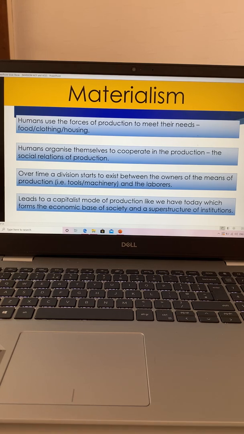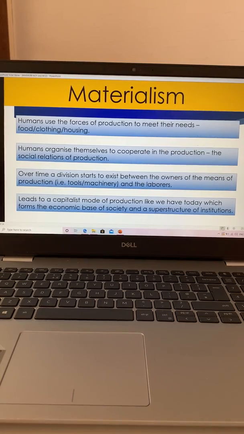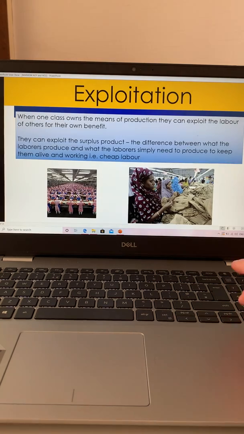Anyway, materialism. So humans use forces of production to meet their own needs. Okay, so we are quite selfish, and materialism is a main aspect of Marxism. So over time we've got division. It starts to happen between the labourers and the means of production, which means that the capitalist mode of production forms this base of society that we need and becomes quite a superstructure of institutions. Okay, so everybody is wanting more and more and more, which means that our proletariats are constantly being exploited to try and meet the needs within society.